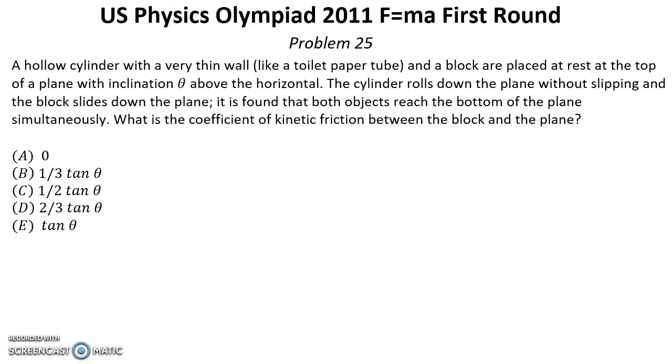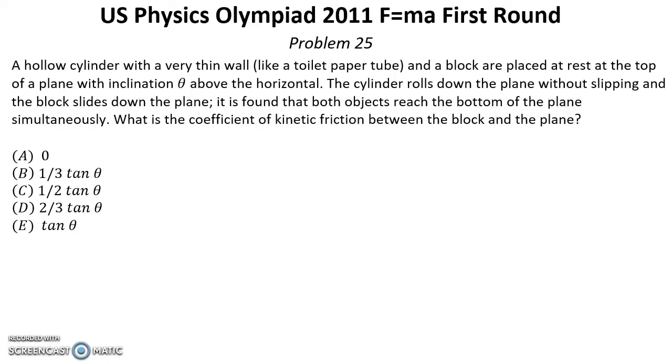Problem number 25. Solution for this problem you can find below this video in the reference in the description. A hollow cylinder with a very thin wall, like a toilet paper tube, and a block are placed at rest at the top of a plane with inclination theta above the horizontal. The cylinder rolls down the plane without slipping, and the block slides down the plane. It is found that both objects reach the bottom of the plane simultaneously. What is the coefficient of kinetic friction between the block and the plane?